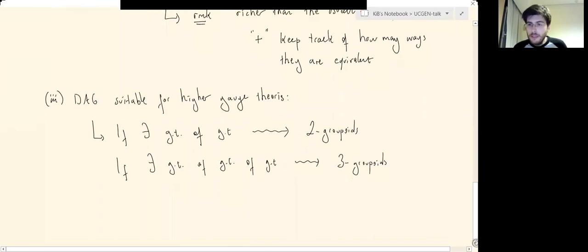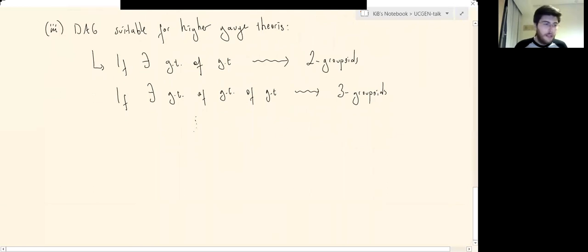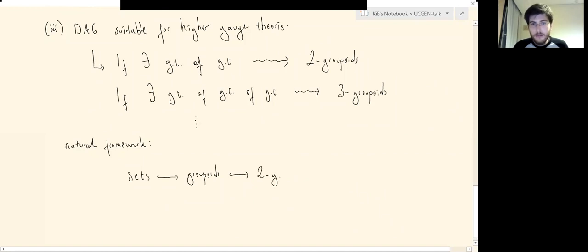Okay, and the story goes like that. So the natural framework will be, we start with sets, but now we pass to groupoids. And depending on your theory, if you insist on higher symmetries, now we use two groupoids, and the story goes like this. And finally, we have infinity groupoids, or just simplicial sets.